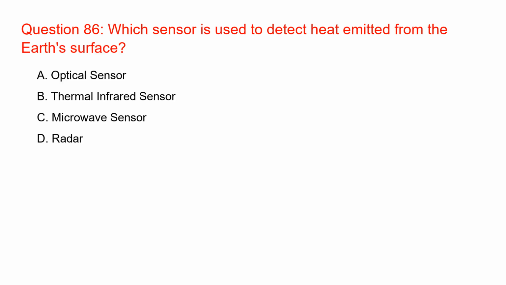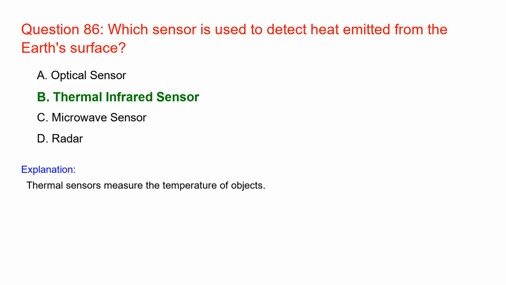Which sensor is used to detect heat emitted from the Earth's surface? Thermal infrared sensor. Thermal sensors measure the temperature of objects.